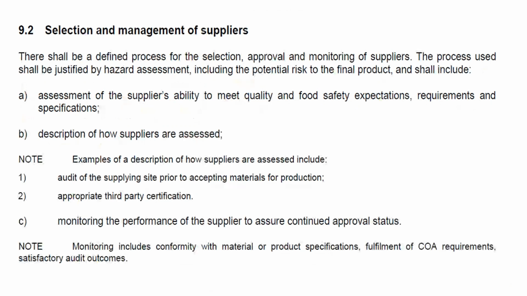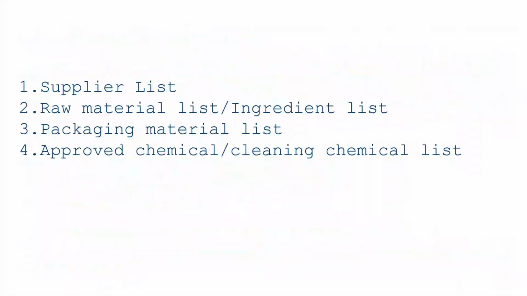So the 9.2 clause is selection and management of suppliers. As usual, I'm not going to read it because I will leave it for you. You can read it for your own development. And I have made some bullet points just to explain what you need to do to comply with all the requirements of this clause. So there are four major points that you need to make.